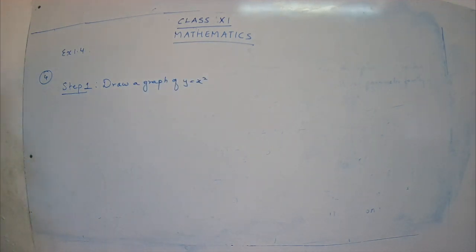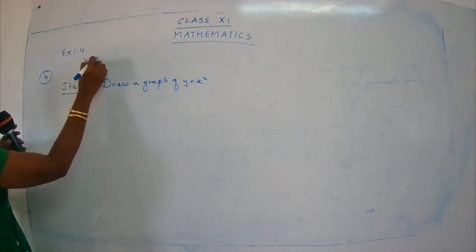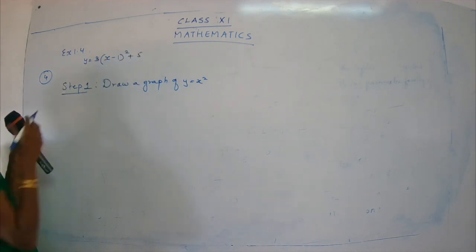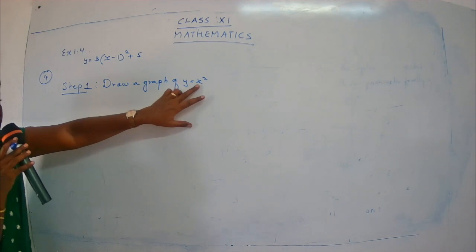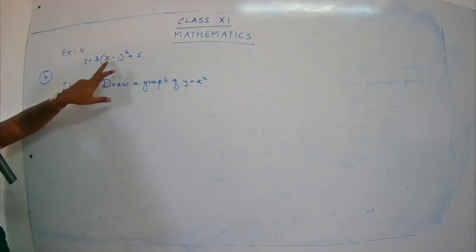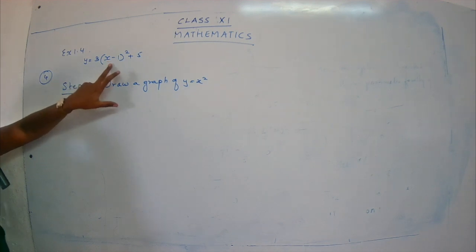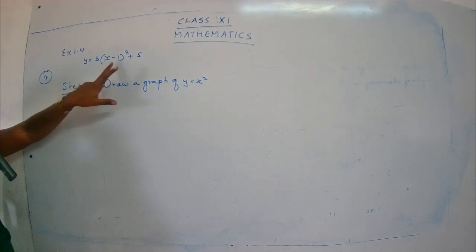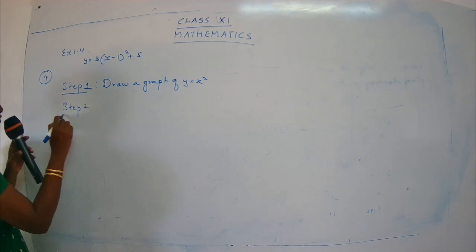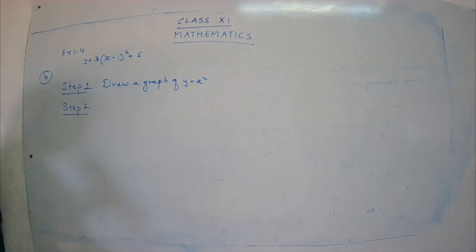Okay children, now let's go for the second step. Now how is the new graph? The new graph is y is equal to 3 times (x minus 1) the whole square plus 5. So here we have only x square, but now the change is that you have to get x minus 1 the whole square. So before we write step 2, let us come back to page 40.